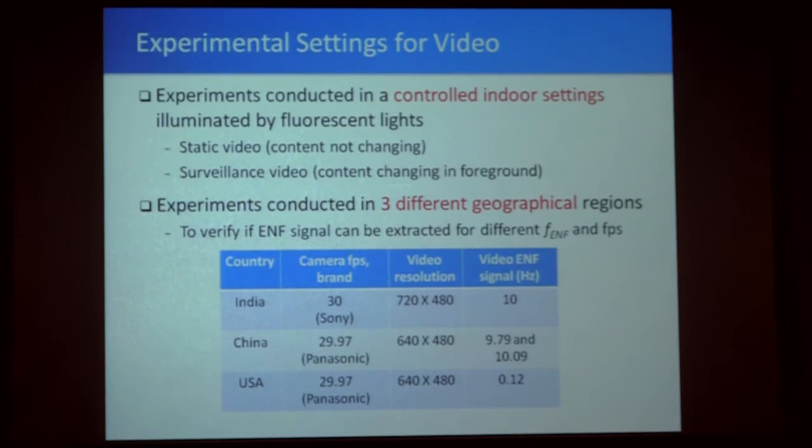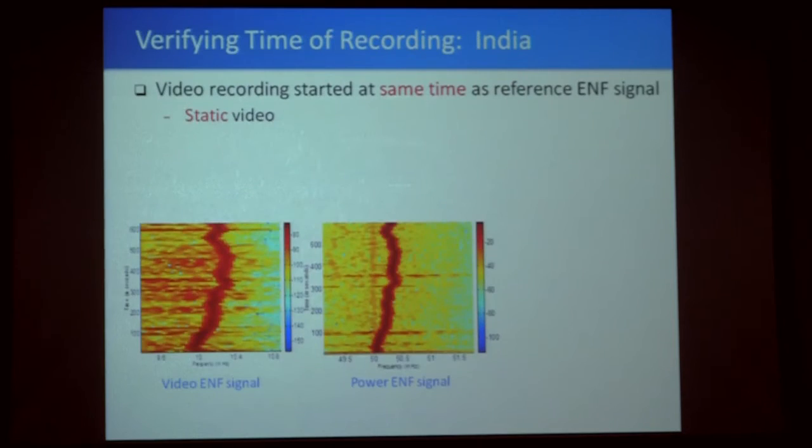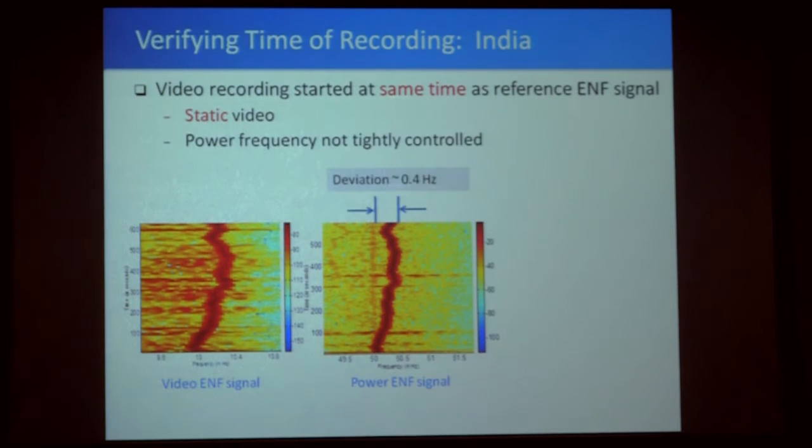So here we have done some experiments in India and China. They have a 50 hertz power network, and we used different cameras to try, and also in the US. So let's take a closer look at India. So this is from the power ENF, and this is from the video ENF. And we can see that in that network, they have a very dominating base frequency. They don't have much of the harmonics, but the variation is big. It can be, in this case, almost half a hertz.